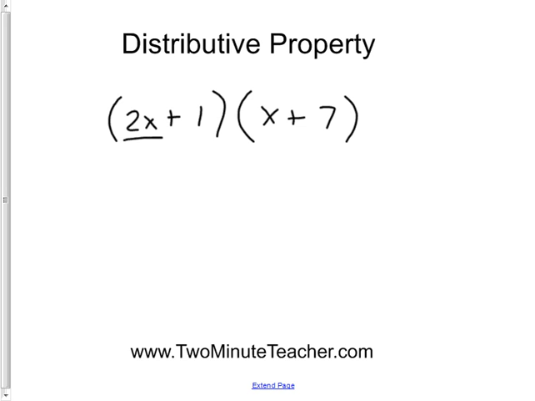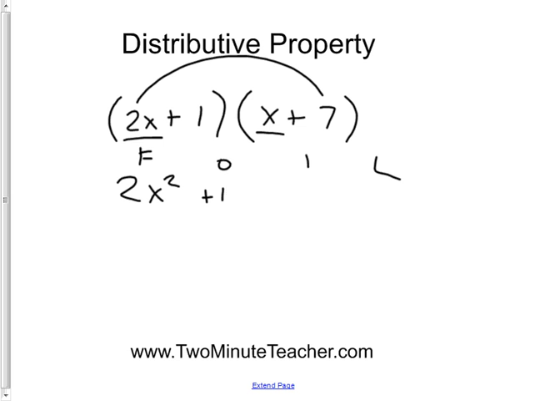So the first would be this and this being multiplied, and that would be 2x squared. I call that the F for FOIL, O, I, and L. The outside ones are these two. 7 times 2x would be 14x. The inside one would be these two, and that would be 1 times x is x. And the last would be 1 times 7, which would be 7.